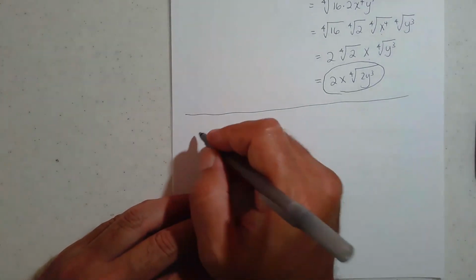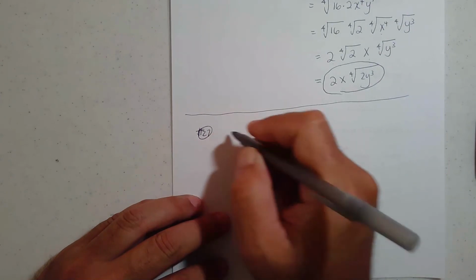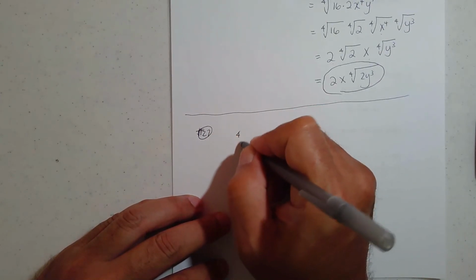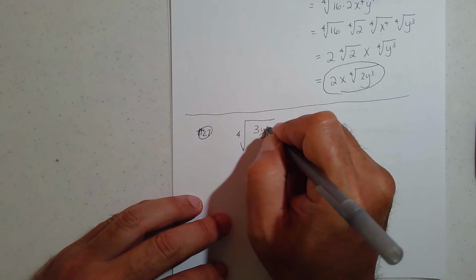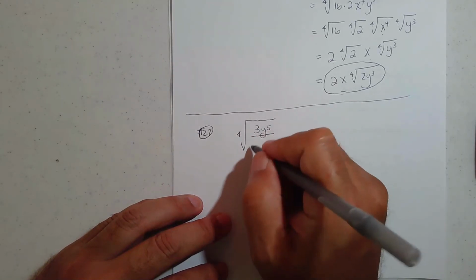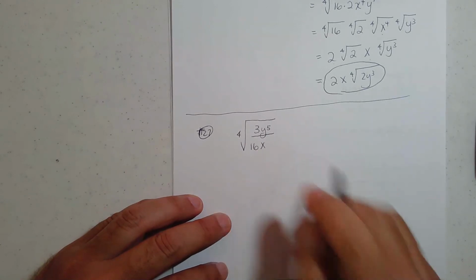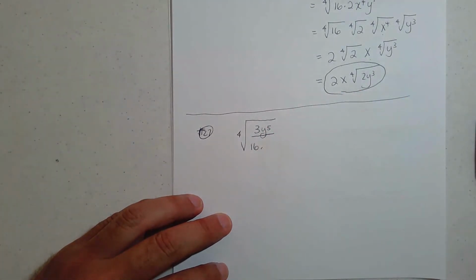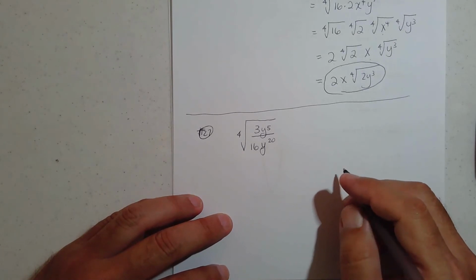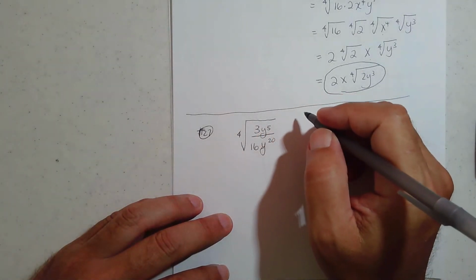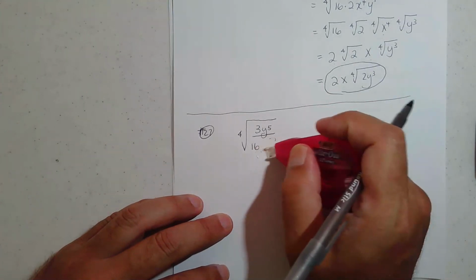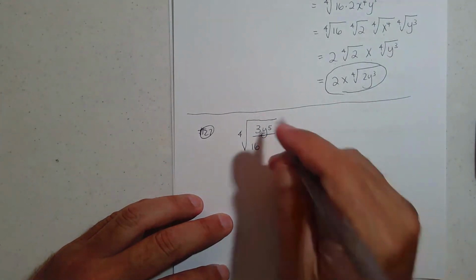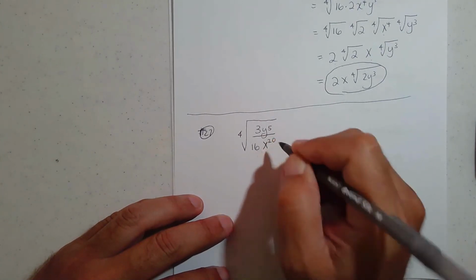Okay, so let's take a look at number 27. The fourth root of 3y to the fifth divided by 16x to the 20th. Or excuse me, 16y to the 20th. Okay, so the first thing we're going to do is to break this into parts. Oh no, that is x to the 20th. Okay, sort of a typo on the notes.